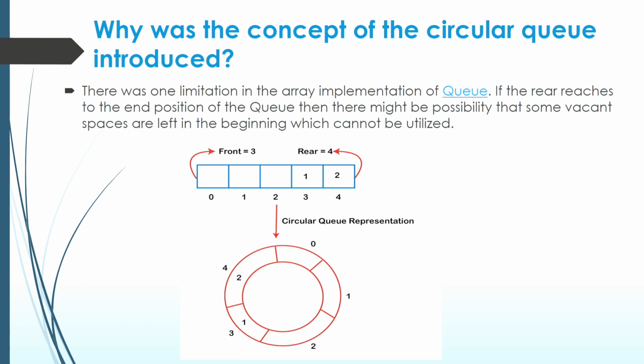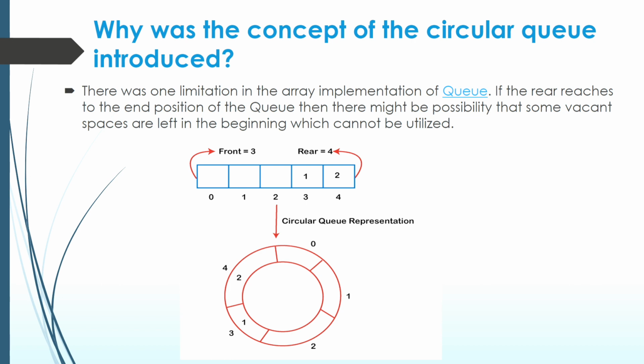As we can see in the image, the rear is at the last position of the queue and front is pointing somewhere other than the zeroth position. In the above array, there are only two elements and the other three positions are empty. The rear is at the last position of the queue. If we try to insert an element, it will show that there are no empty spaces in the queue.